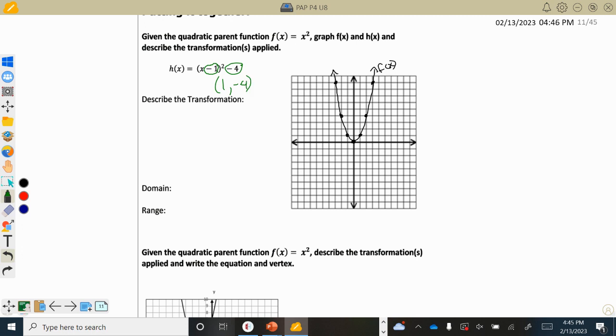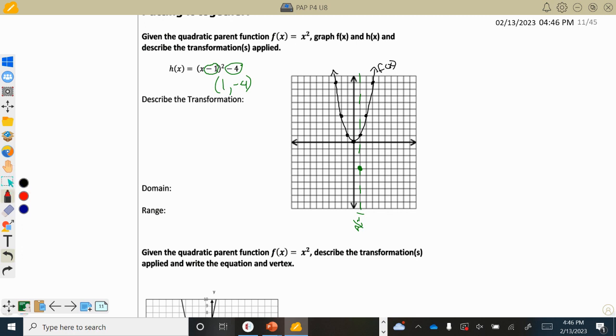So at 1, negative 4, there's my new vertex. And my new axis of symmetry is going right through x equals 1. Okay? So I'm going to write that right here, x equals 1. There's my new axis of symmetry.